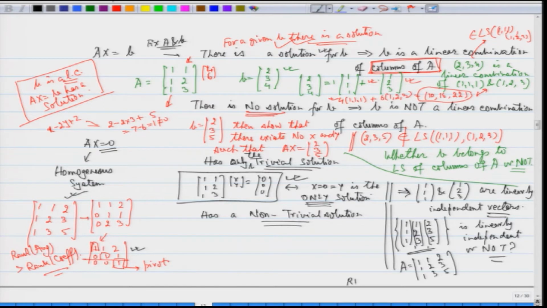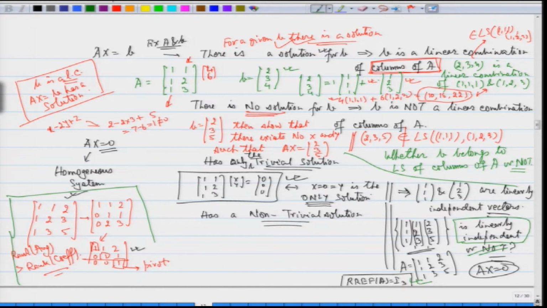So, RREF of A is identity, and therefore, what we know is that the system A x is equal to 0 has only the trivial solution, all right. It does not have a non-trivial solution, it has only the trivial solution because RREF of A is I3, and therefore, this set of vectors is linearly independent. Is that okay? So, it turns out that these three vectors are linearly independent. You have already done the calculations here, and we will look at them again and again.